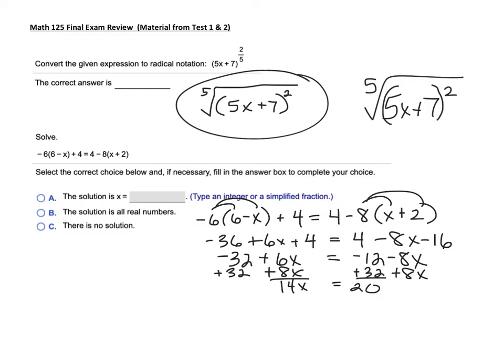So finally, let's divide out both sides by 14. We get x equals 20/14, and if we reduce it, you can take a 2 out. That gives you 10/7. There's my answer.